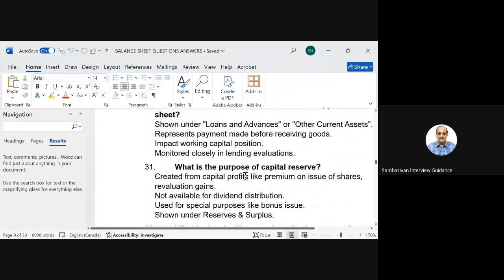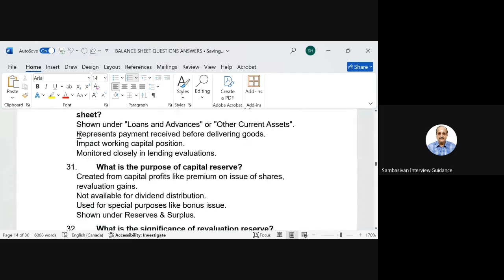Which question were we reading? Here, see, if we read this, we understand as if it is a current liability, represents payment received. It should be changed to represents payment received before delivering goods. Now, can you tell me how this will affect the working capital position?